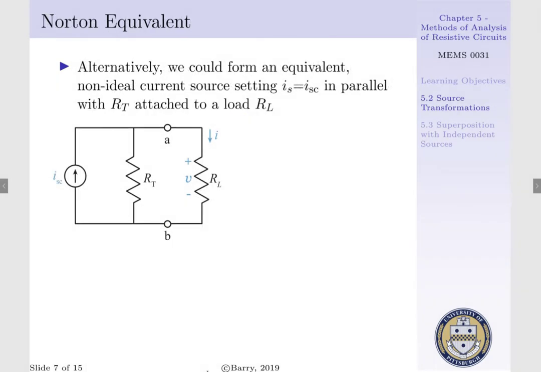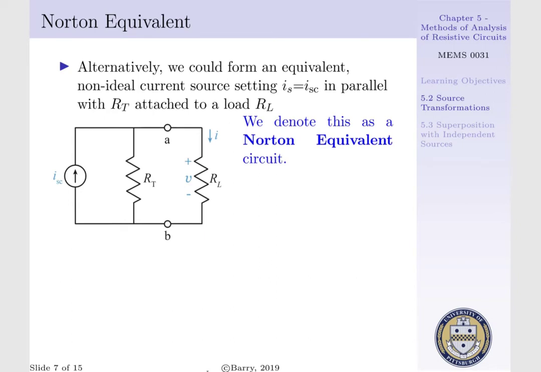Now consider the situation where we want to drive our current I through our load resistance R sub L to establish a voltage potential V using a current source. To do such, we will have our current source I sub SC connected in parallel to our Thevenin resistance, R sub T. And this non-ideal source is connected to our load resistance at terminals A and B. This particular configuration is denoted as a Norton equivalent circuit.